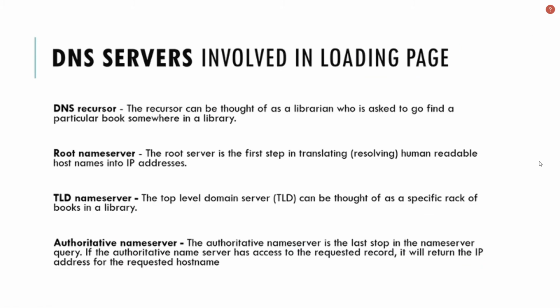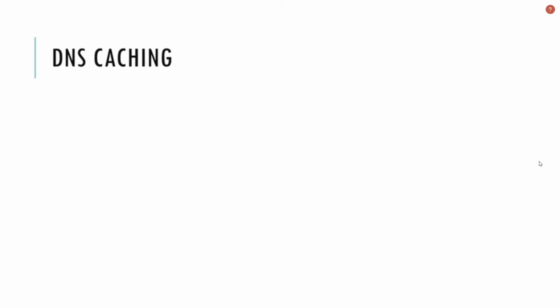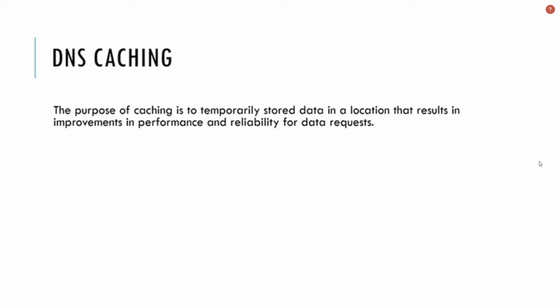Resolving a domain name, or getting an IP address for a domain name, could be quite a tedious and time consuming process, because four major servers are involved and the request has to go through all of them: the DNS recursive resolver, root name server, TLD name server, and authoritative name server. So what modern day browsers and computers do is caching. To define it in one line, the purpose of caching is to temporarily store data in a location that results in improvement in performance and reliability for data requests.